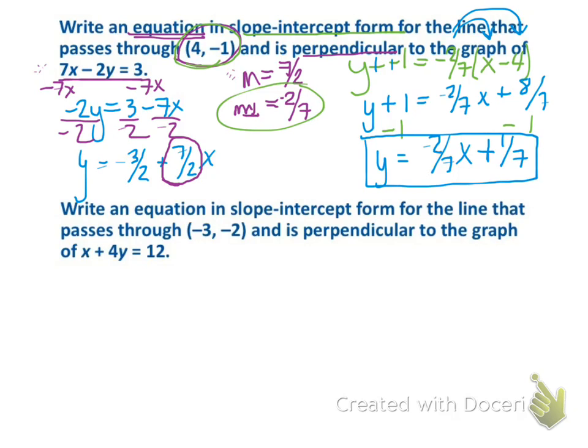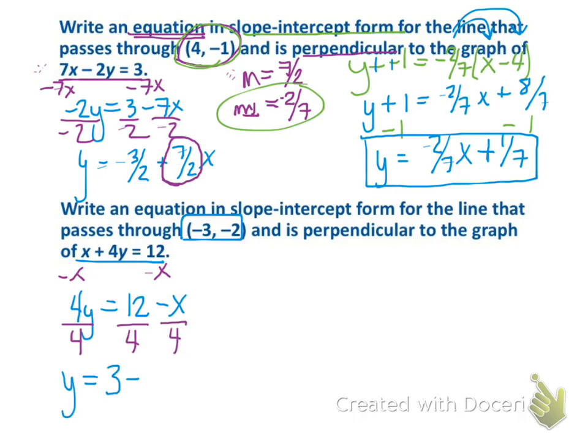Let's try another one. So we're going through the point -3, -2, and we need to figure out what the slope is of this equation. So let's subtract x from both sides. We get 4y equals 12 minus x. Divide everything by 4. So we get y equals 3 minus 1/4 x. So the slope of that line is a -1/4. But we want the slope of a perpendicular line. So it's positive, and it's the reciprocal. So we're going to be using this point and this slope.